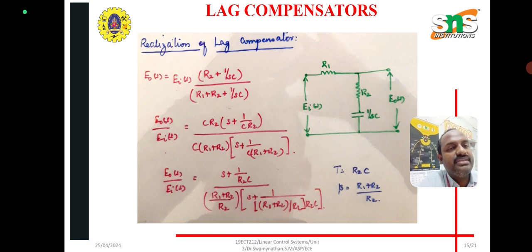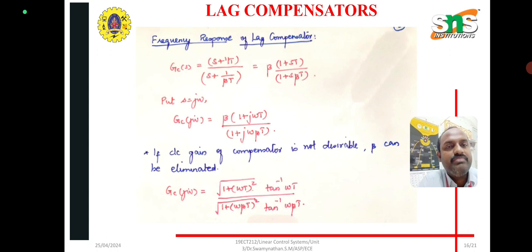So R1 in parallel with the capacitor means lead, series means lag. Same thing, you just make the realization, which means reduce the network, and you can get the output divided by input transfer function, and substitute the value T beta. So s equals j omega gives the frequency response of the lag compensation, same as lead compensation. If the DC gain of the compensator is not desirable, beta can be eliminated.